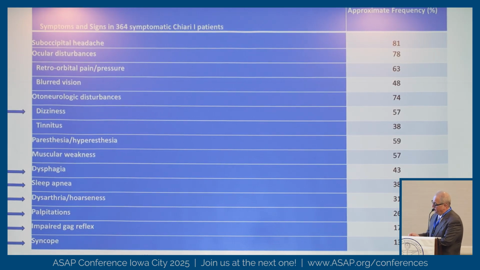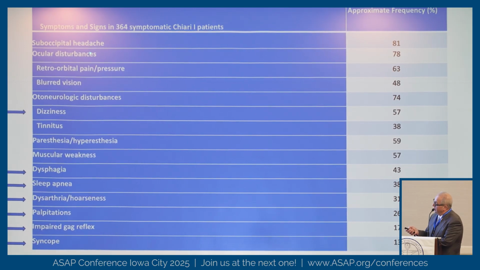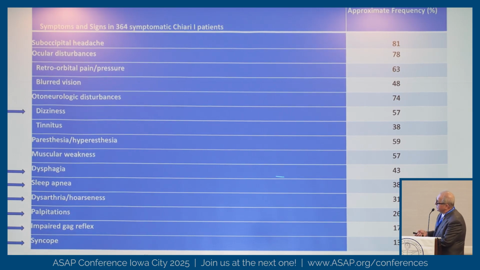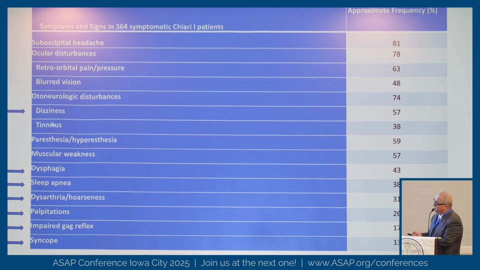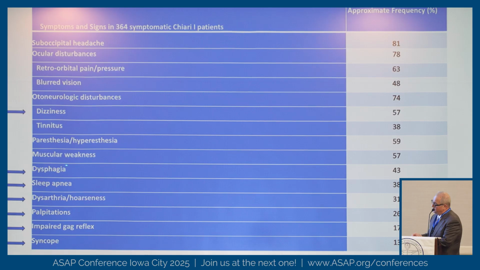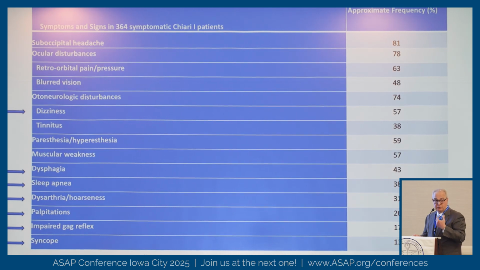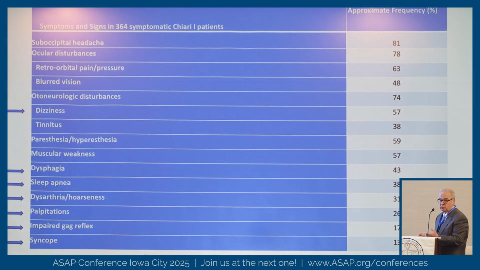This is from a classic paper by Dr. Milorad, where he looked at 364 patients with Chiari. He put down all the symptoms here in terms of frequency, but I put arrows on what we consider essentially autonomic symptoms, one way or another. So dizziness is a very, very common one. Dysphagia, you may think it's not autonomic, but when it happens, it suggests a vagus nerve problem. And when the vagus nerve is affected, it's seldom just confined to dysphagia. There is usually something else going on with these patients.